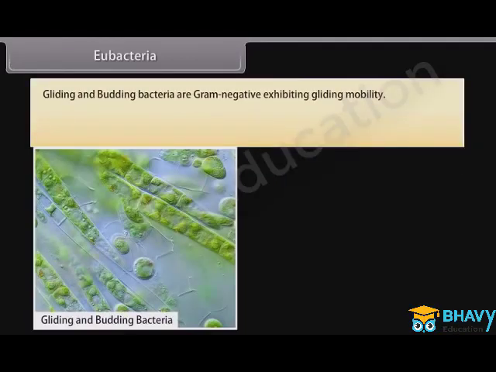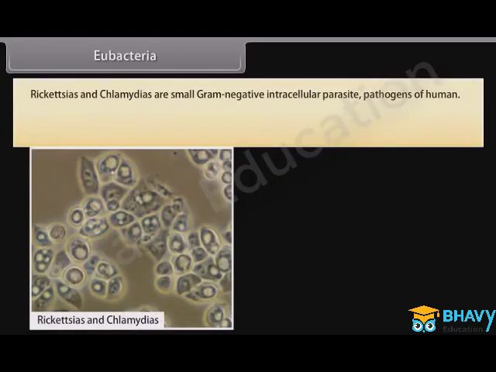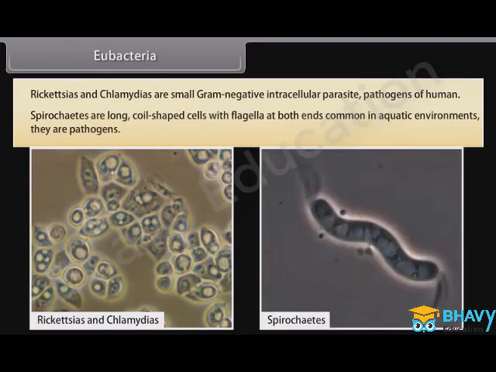Gliding and budding bacteria are gram-negative, exhibiting gliding mobility. Pseudomonas are gram-negative heterotrophic rods with polar flagella, a very common form of soil bacteria. Some are pathogens of plants. Rickettsias and Chlamydias are small gram-negative intracellular parasite pathogens of humans. Spirochetes are long, coiled cells with flagella at both ends, common in aquatic environments. They are pathogens.